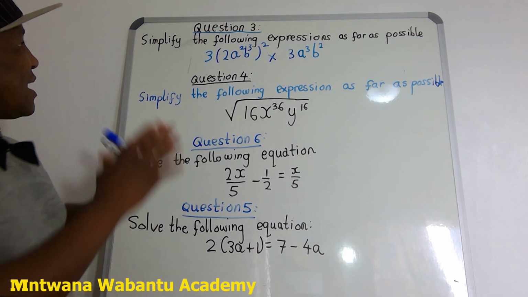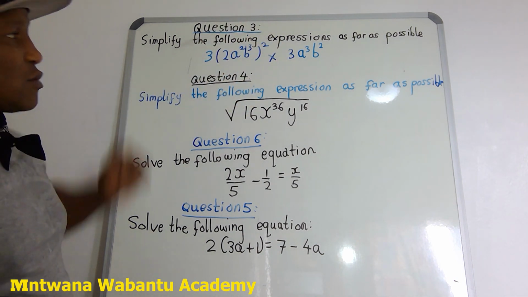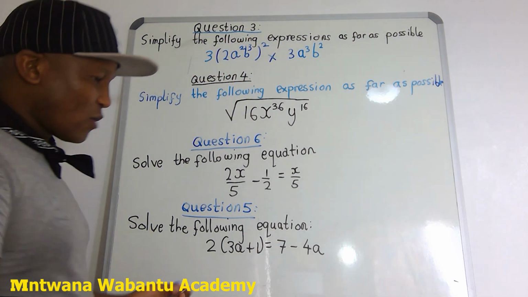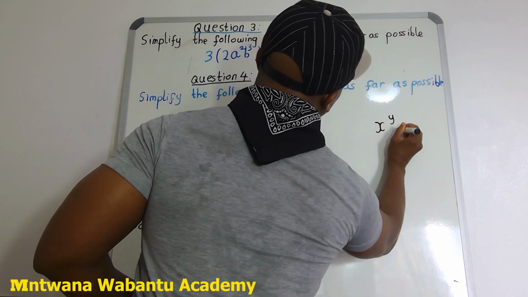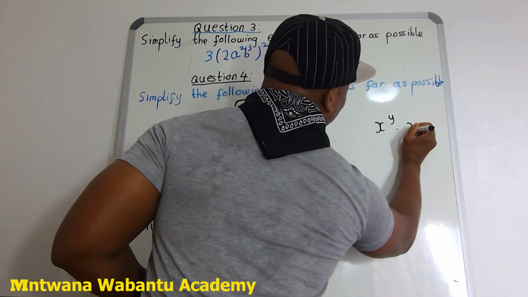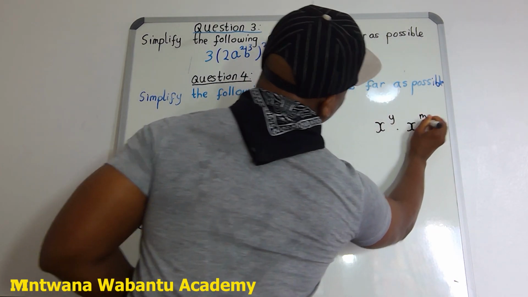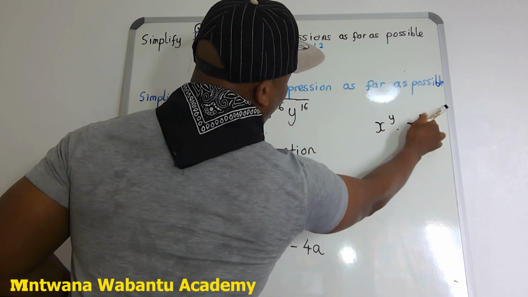Without wasting time, let's get started. So let's simplify the following expression as far as possible. Let me quickly explain what exponential means. Say this is x to the power y, and then you multiply that. A dot means multiplication in mathematics. So multiply by another x to the power n. You see these numbers here are the base, and these are the power, or we can call them exponents.